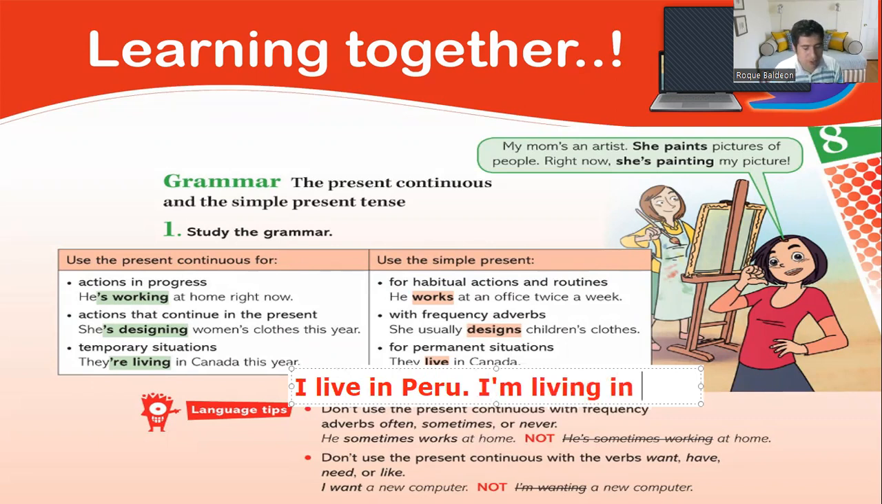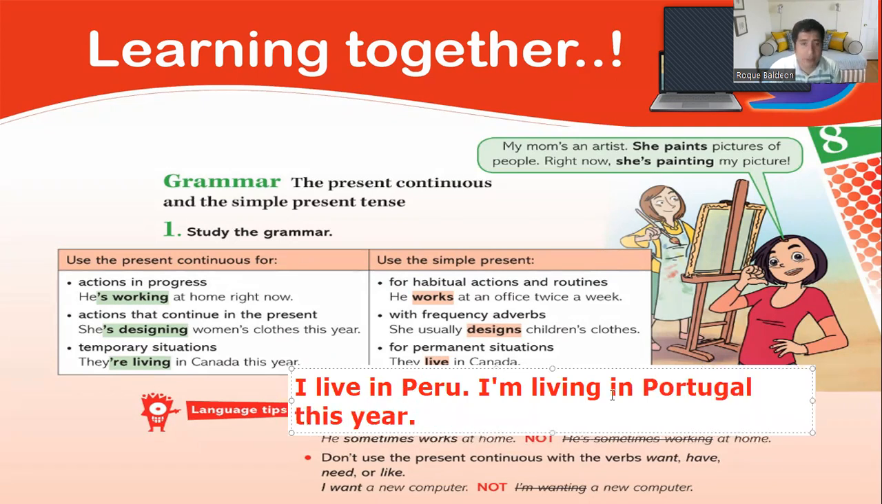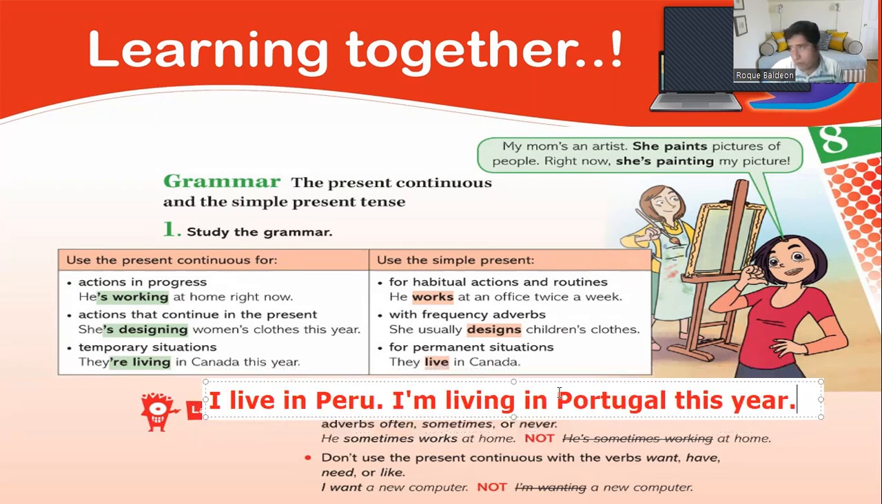I'm living in Portugal this year, ¿no? This year, ¿no? For example, si vos se cambió de country, vos dices así, ¿no? I'm living in Portugal this year, ¿no? Como dice, temporary situation, ¿no? Porque es algo temporal, pero no siempre vas a vivir en Portugal, ¿no?